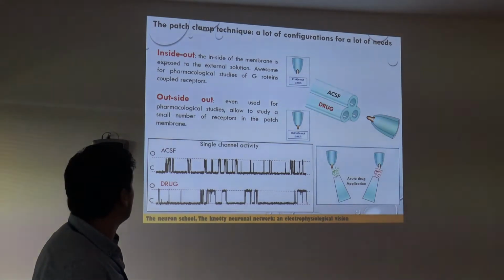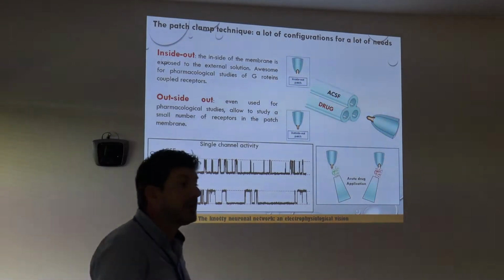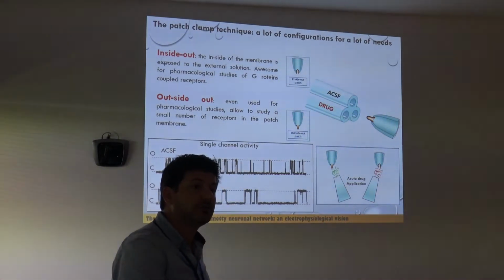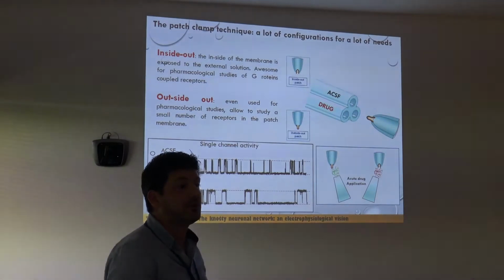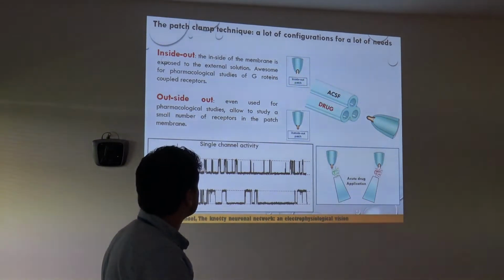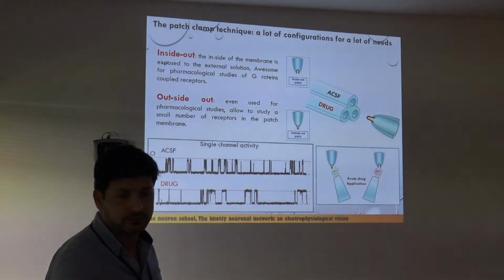The good thing for the inside out, for example, is that you can apply drugs that are active on the G protein receptors, for example, that are inside the membrane. So if you want to test some drug that acts on the G protein coupled receptors, you have to use this approach. It's really hard if you use whole cell recording, for example.